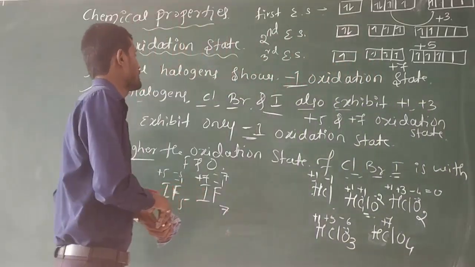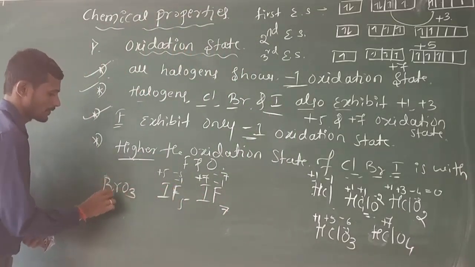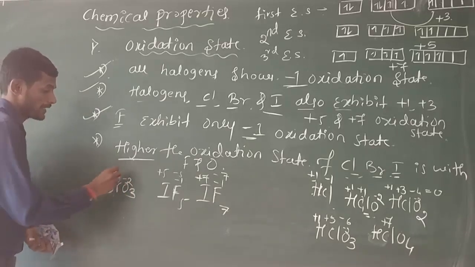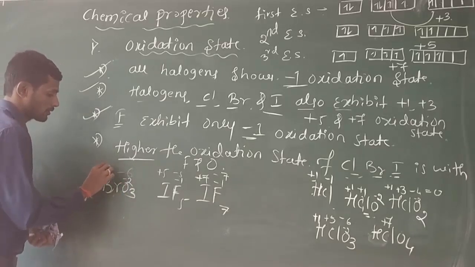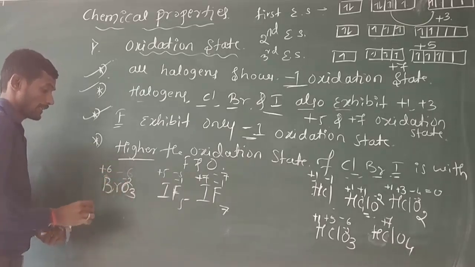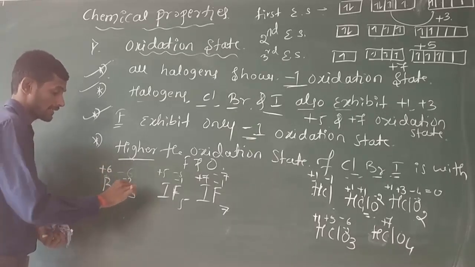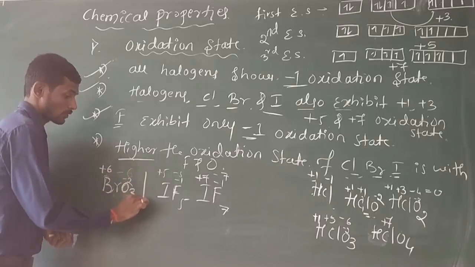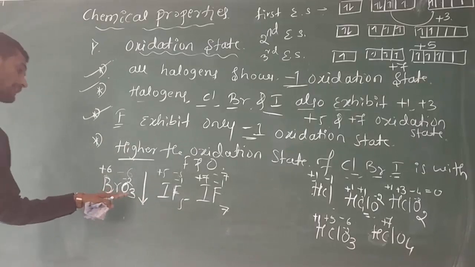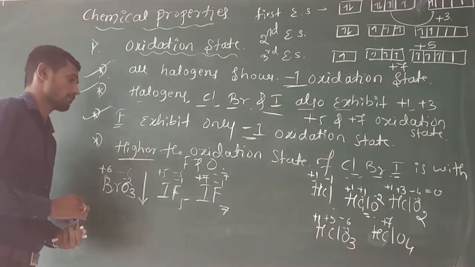If you take BrO3, observe here oxygen, you know, BrO3, 3 into -2, it is -6, therefore its value is +6. Why do I take BrO3? Here the oxidation state of bromine is +6, and you also know down the group it is more electronegative. BrO3, 3 into -2 is -6, therefore Br oxidation state is +6.